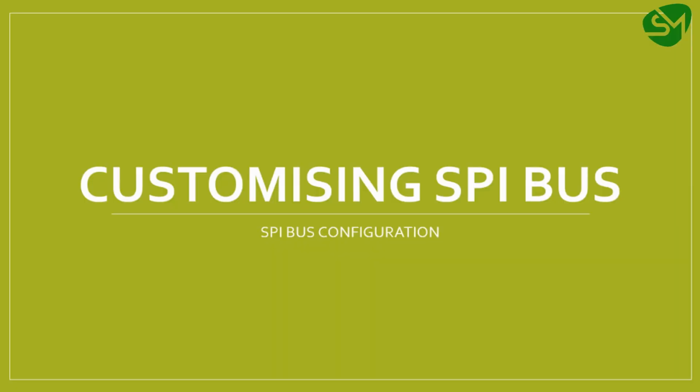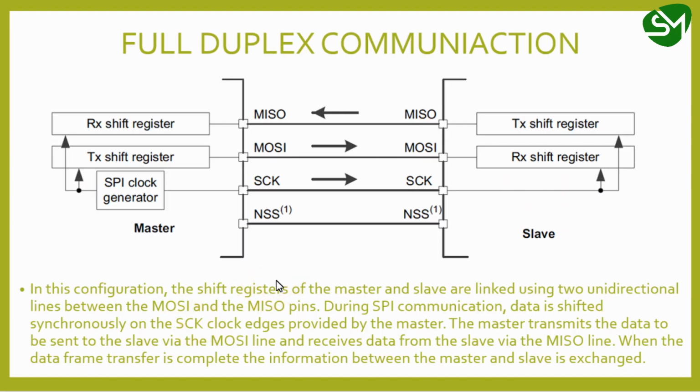So there are many variants of buses available in SPI. The first variant is the full duplex communication variant. In this we will have all 4 lines: MISO, MOSI, clock and SS. So the communication can happen from master to slave and slave to master at a time in the device. That is called full duplex communication.